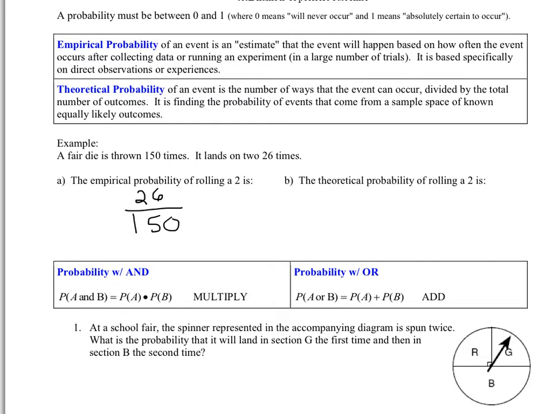Part B, the theoretical probability of rolling a 2. On a fair die, how many times does 2 occur? So on a die, 2 occurs 1 out of 6. So the theoretical probability of rolling a 2 is 1 out of 6.